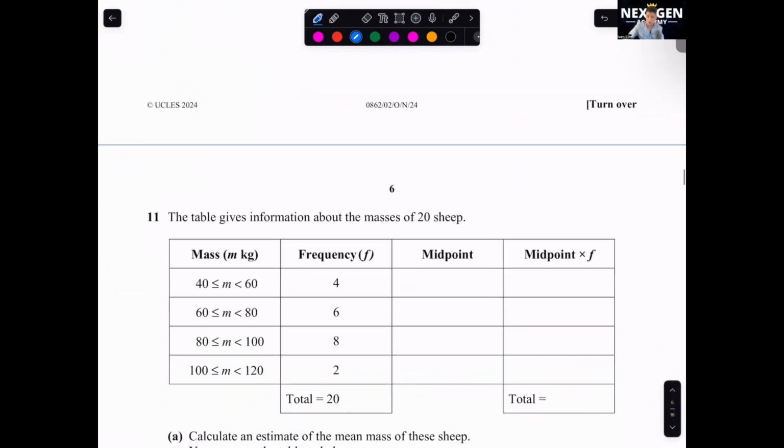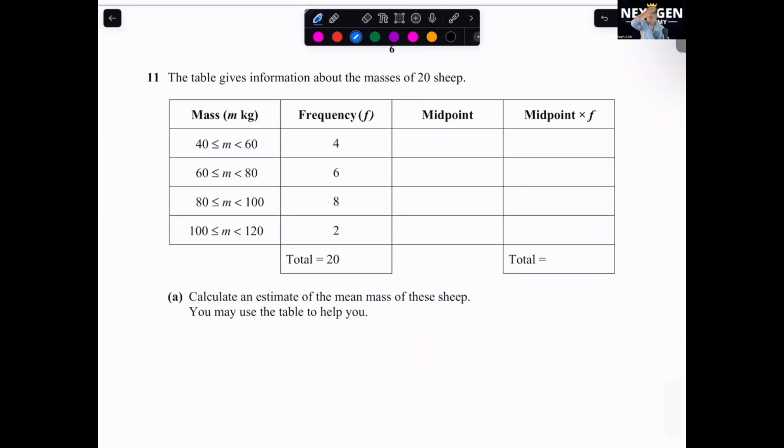All right, let's move on to question 11. The table gives info about the masses of 20 sheep. Calculate the estimate of the mean mass of the sheep. You may use the table to help you. Okay, what is the formula for mean? This one you all have to memorize. Mean is sum of fx, that means you have to take f times x, over sum of f. Sum of fx over sum of f.